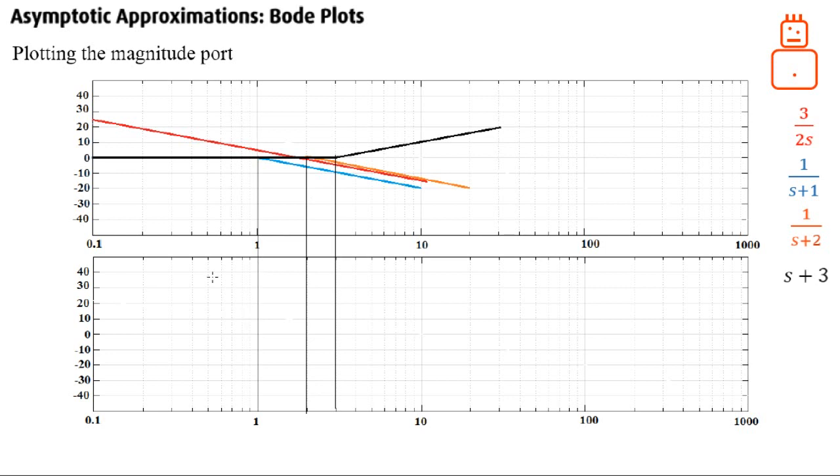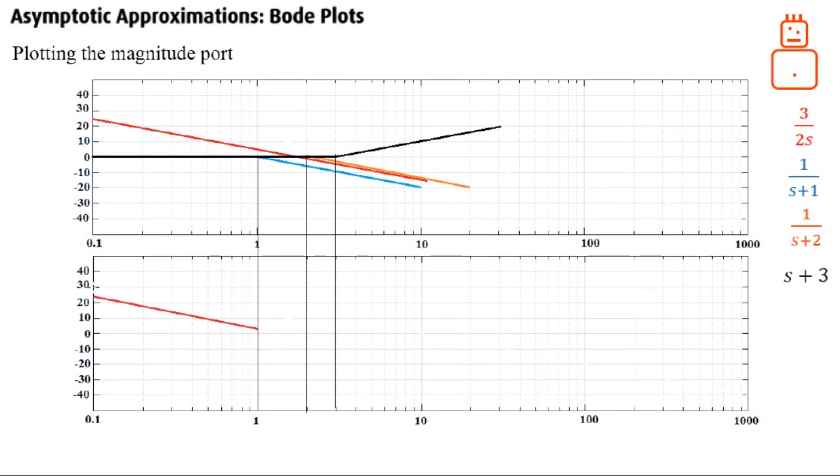So the first portion here comes from the red line, the 3 by 2s, because all the values here are 0 for the other poles and zeros. So it will have the same part here until it reaches 1 radian per second, or the first break frequency. After that, of course, this will have a slope of minus 20.